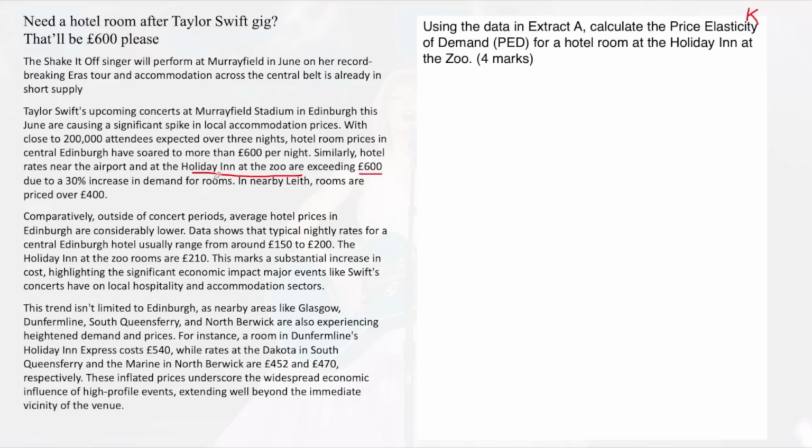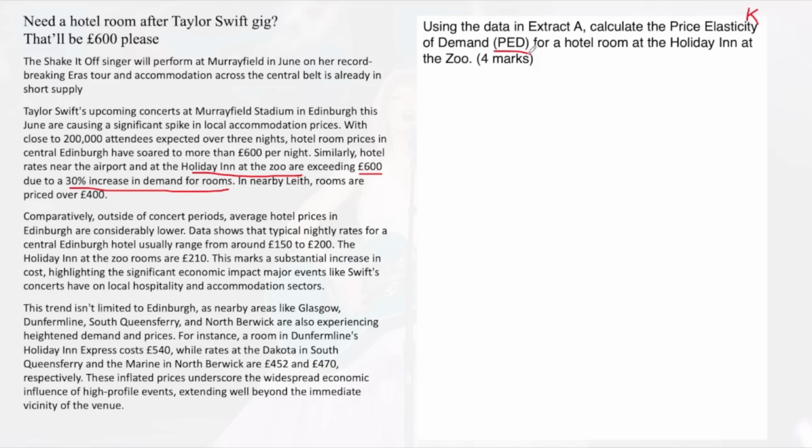Due to a 30% increase in demand for rooms. Well, this is important, isn't it? Whenever we do a calculate question in paper 1, paper 2, they always give you one piece of information. They make you work for the second piece of information, so you do a basic calculation, and then you calculate what it's after. Well, we need to calculate the PED.